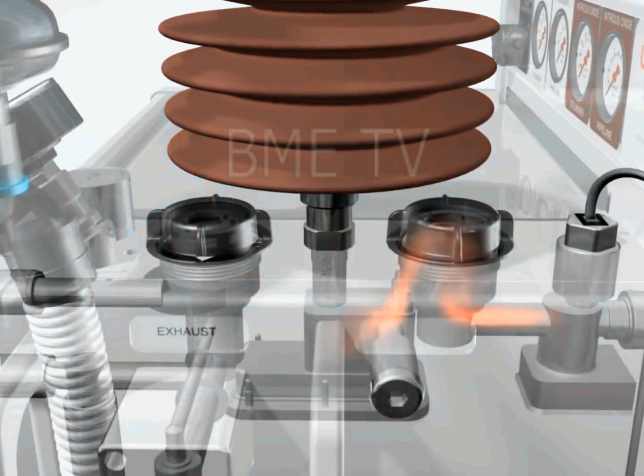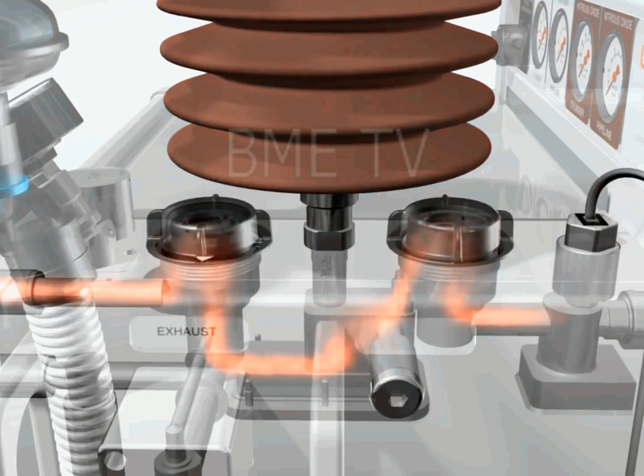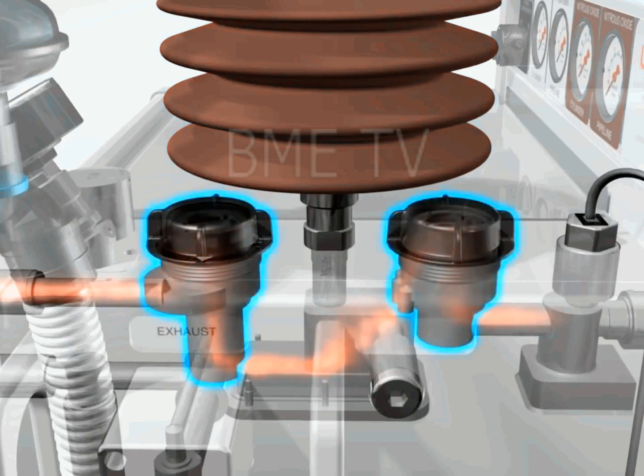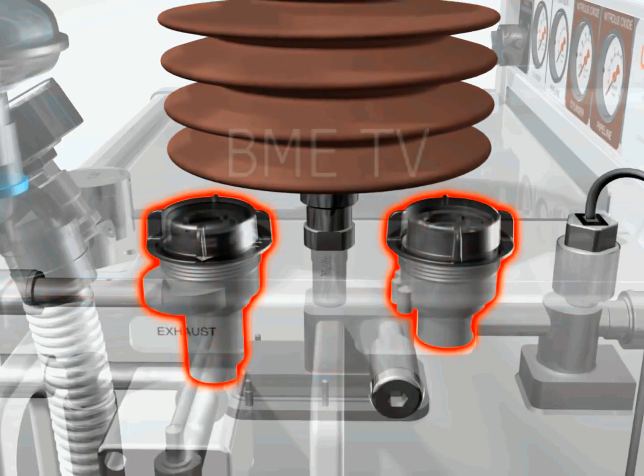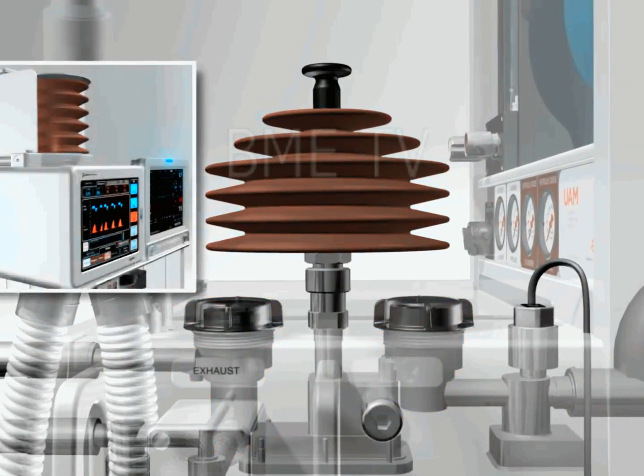The plenum vaporizer works by accurately splitting the incoming gas into two streams. One of these streams passes straight through the vaporizer in the bypass channel. The other is diverted into the vaporizing chamber. Gas in the vaporizing chamber becomes fully saturated with volatile anesthetic vapor. This gas is then mixed with the gas in the bypass channel before leaving the vaporizer.